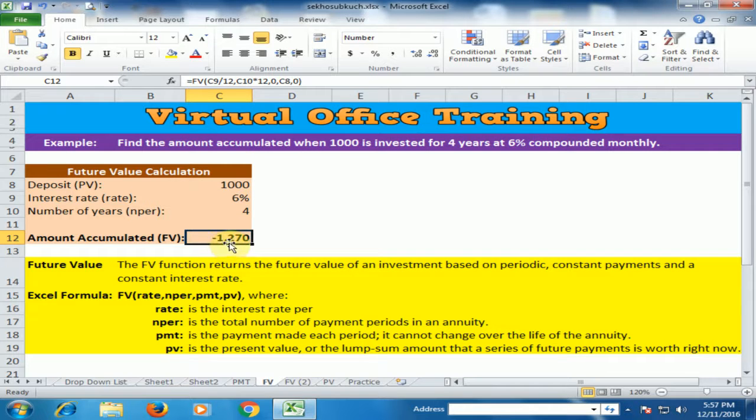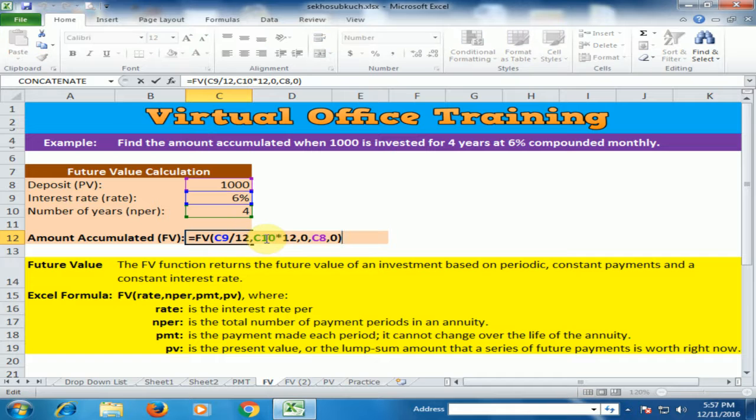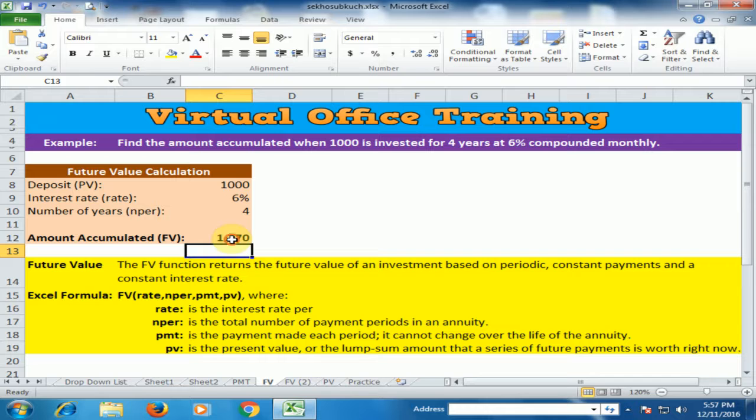It will display the negative amount. Press the F2 key, and in present value just type minus and press enter. It will return the positive value. Now you can calculate future value of any investment in Microsoft Excel. Hope this tip will be very helpful for you.